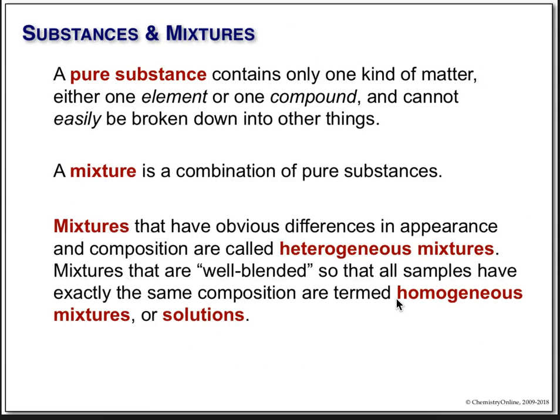A pure substance can be an element, it can be a compound. The only requirement is that it's the same thing throughout. It's either an element or a compound, not easily separated. A mixture is a combination of substances. We're simply going to take them and put two or more substances together. They're not bonded together, they're just put together.